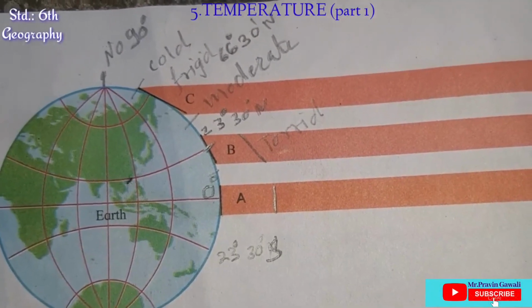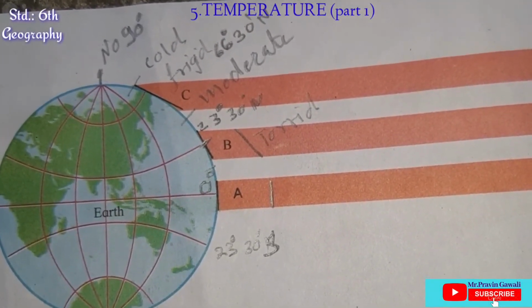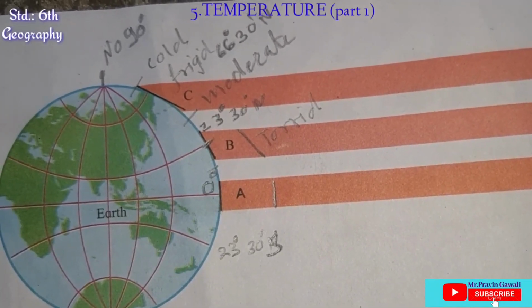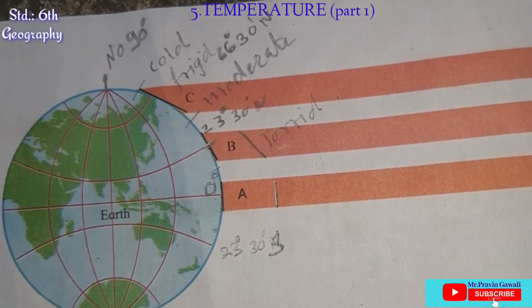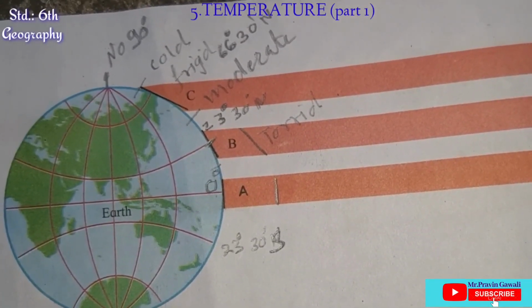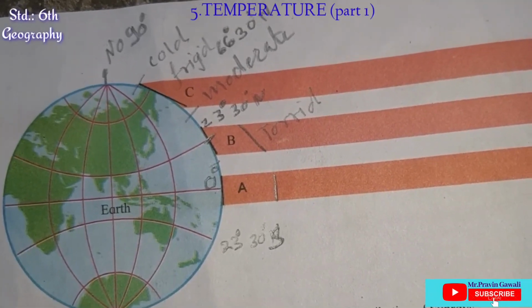Due to the shape of the earth, the distribution of sun rays is uneven, so the distribution of temperature is also different. Students, have you understood? Very good.